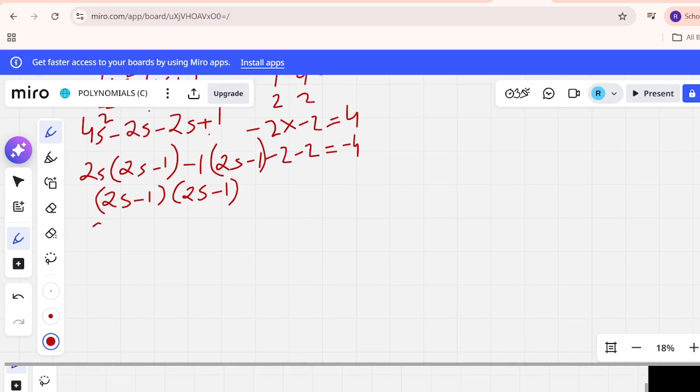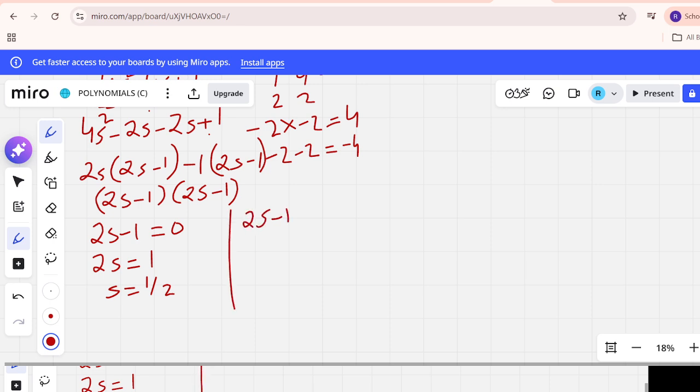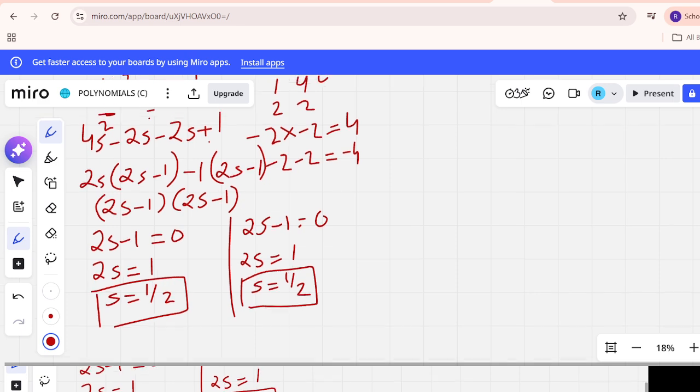So how do we find the zeros? The first 2s minus 1 equals 0. Transposing negative 1 to the right hand side, it becomes positive, so 2s equals 1 and s equals 1 over 2. Similarly, 2s minus 1 equals 0, so 2s equals 1 and s equals 1 over 2. These are the zeros of the polynomial.